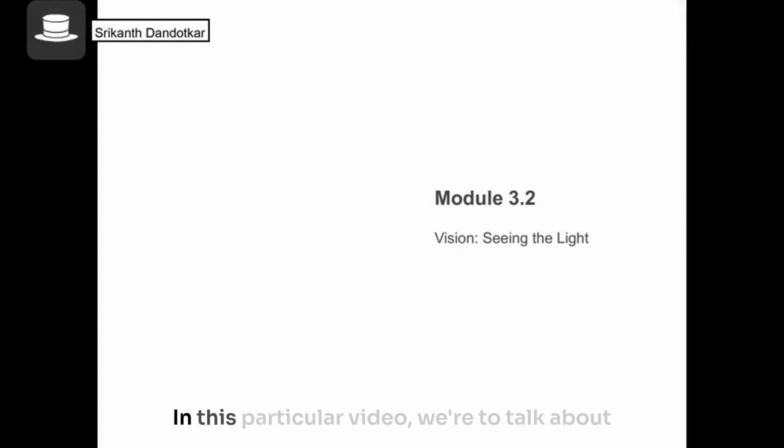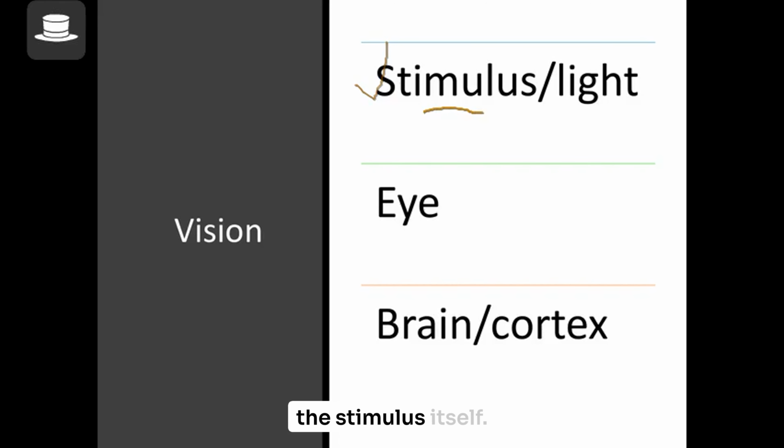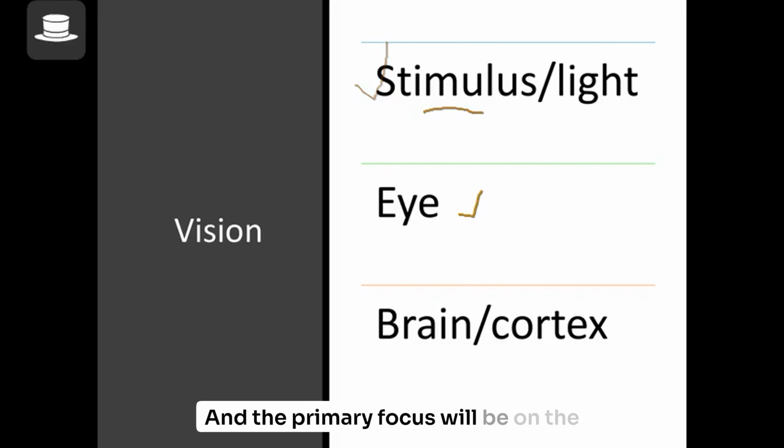Welcome back. In this particular video, we're going to talk about visual sensation. Primarily, we'll focus on how we capture visual information in our eyes. For that, we need to know the actual stimulus. So we'll talk a little bit about the light, the stimulus itself, and the primary focus will be on the structure of the eye and how it captures the light information.